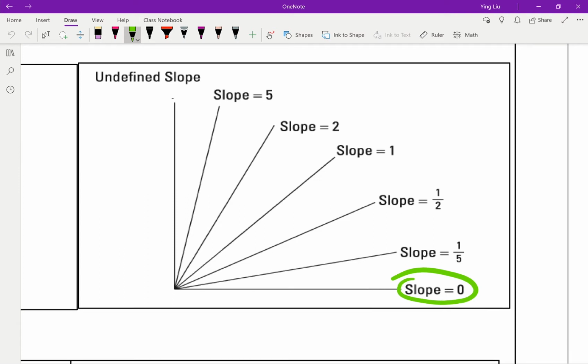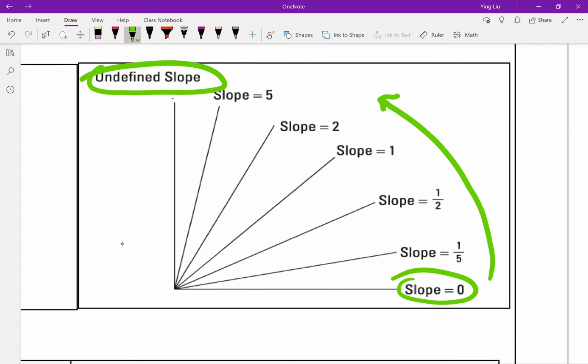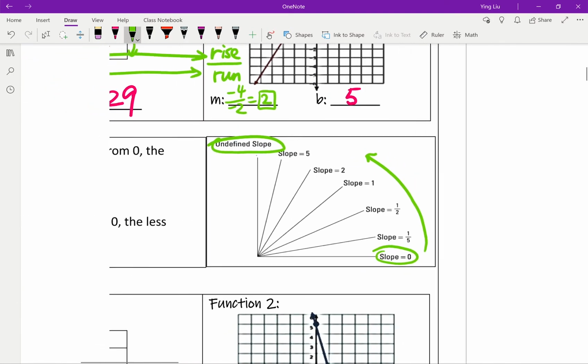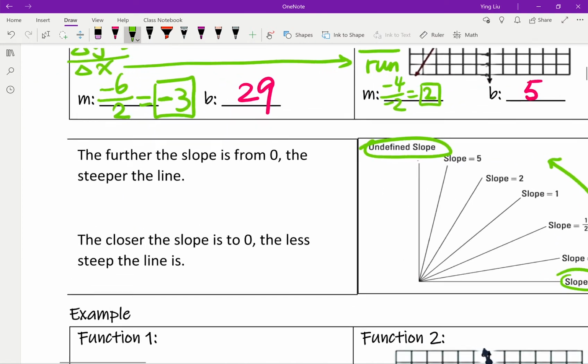As the slope increases, we can see that the line is going to get steeper and steeper. When it gets to a point where the slope is so large that it's undefined, that is going to be a line straight up and down. So now it's summarized here.